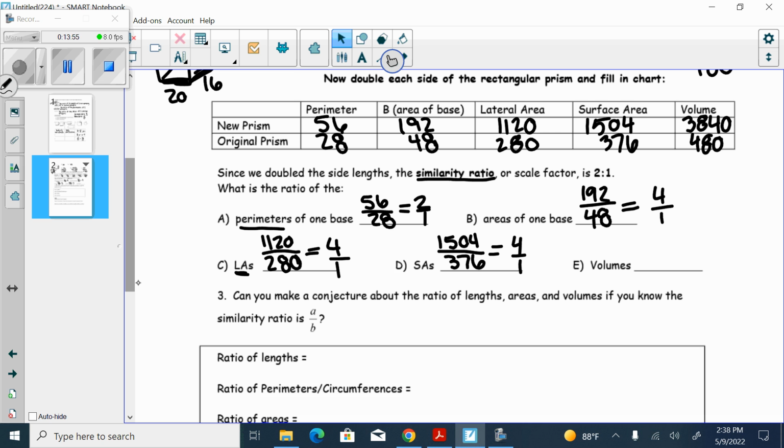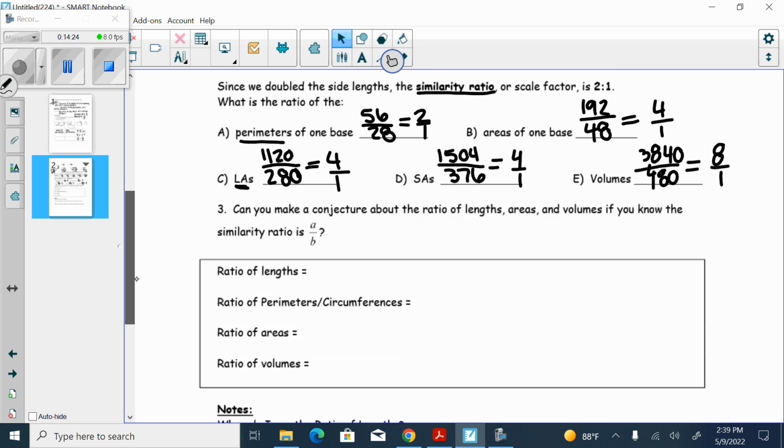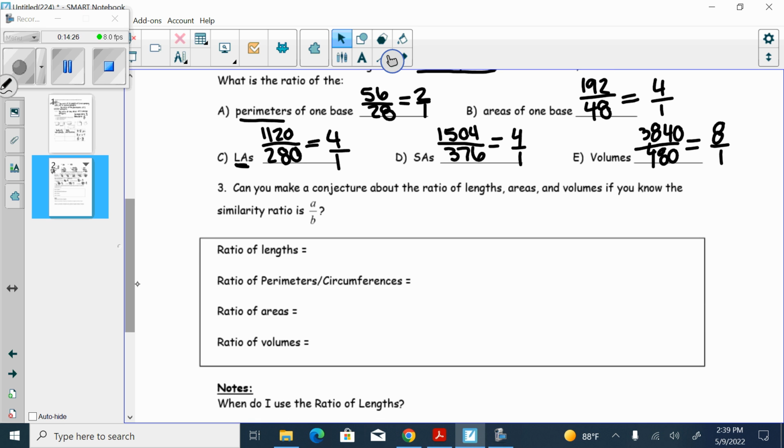Lastly, they ask us to compare the volume. So 3,840 over 480. What does that one simplify to? Good. All right, so we haven't really talked about volume ratios yet. But they do ask us to make a conjecture about what we have decided is going to be true for our perimeter ratios, any of our area ratios, and now our volume ratio. Okay, so first, the ratio of the lengths. It says if your ratio is A over B, then what would be the ratio of your lengths?